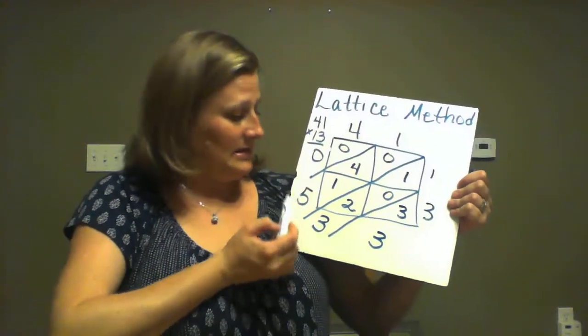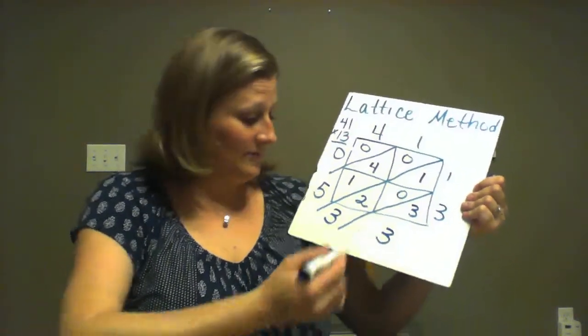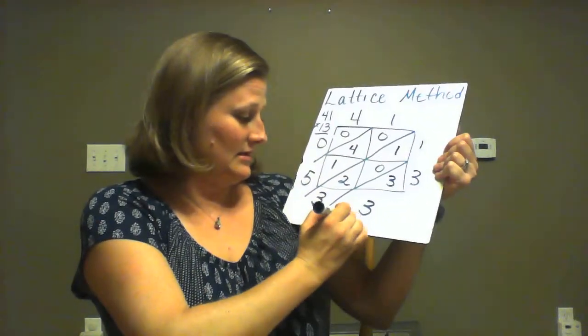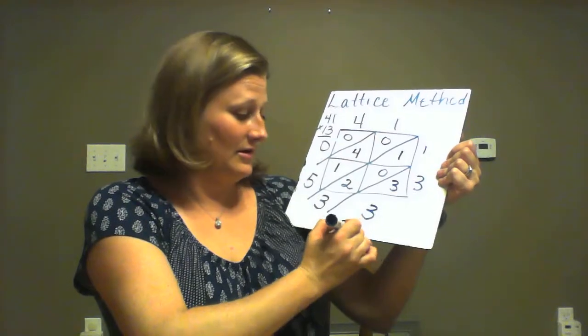You read this left to right, just like you read every number. So 41 times 13 is 533.